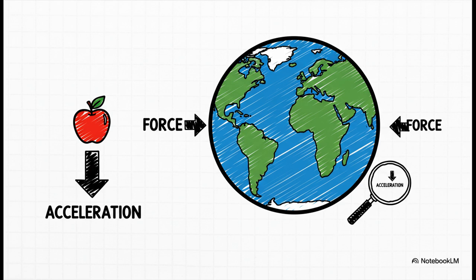So why doesn't the Earth move? That's where Newton's second law comes in, F equals ma. Because the Earth's mass is absolutely gigantic, that same amount of force results in an acceleration so tiny, it's basically zero. So the apple moves a lot, and the Earth, well, it doesn't really move at all.